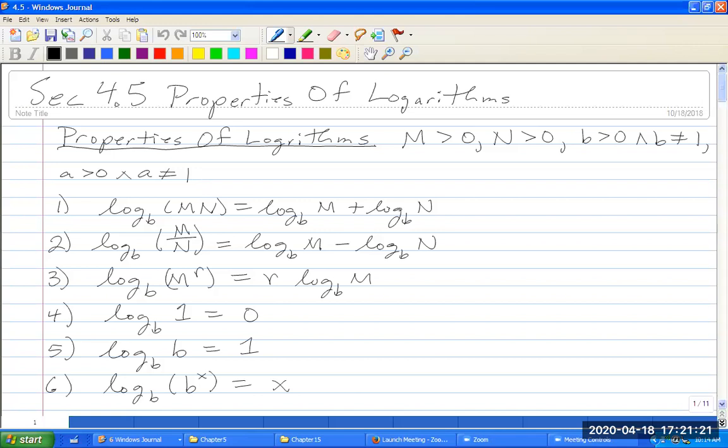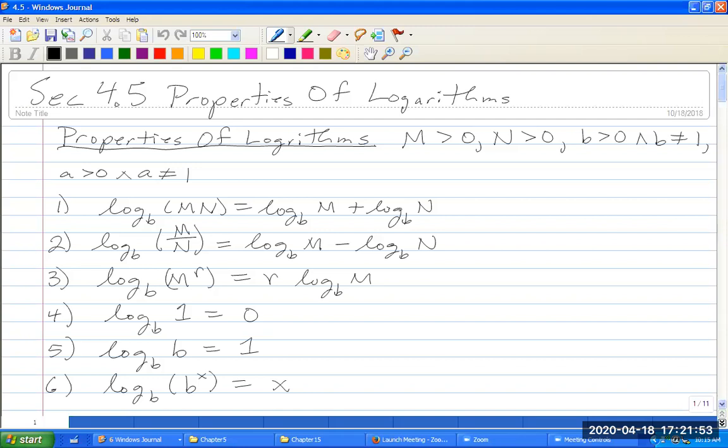Property number 1. The log of a product is the sum of the logs. So log base b of m times n is just log base b of m plus log base b of n. So if you wanted to multiply two numbers, you could just take their logs and add them.